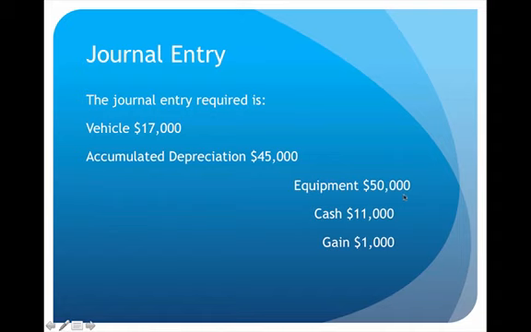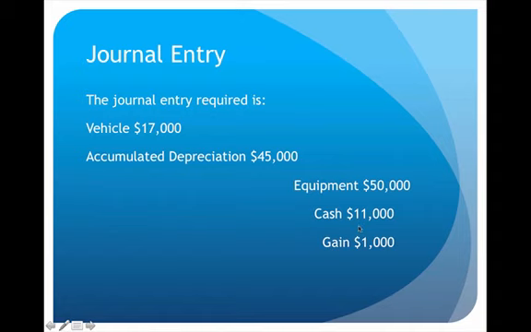Now, remember we said assets are recorded at historical cost. The equipment was $50,000, so I will credit equipment for $50,000 to remove that from the books. I also have to remove the contra asset. It is accumulated depreciation, $45,000. I eliminate that with a debit. Then I'm going to have to pay a certain amount. Now, why am I having to pay $11,000?